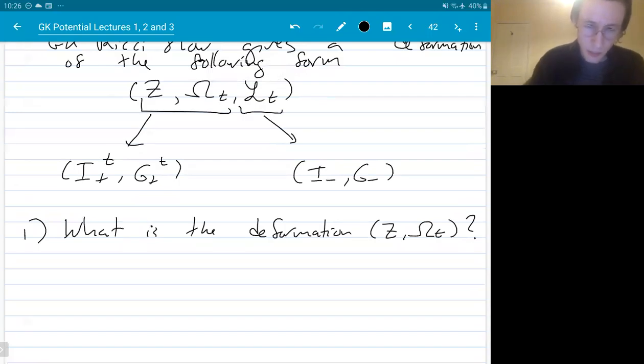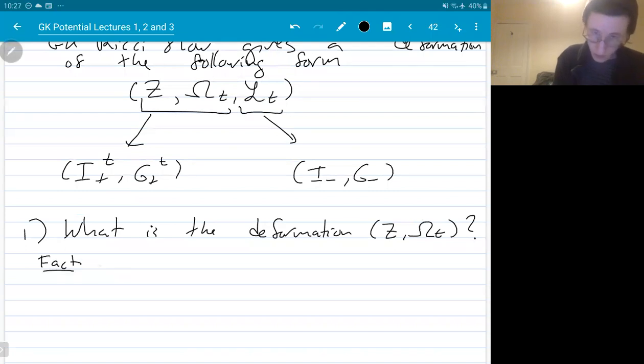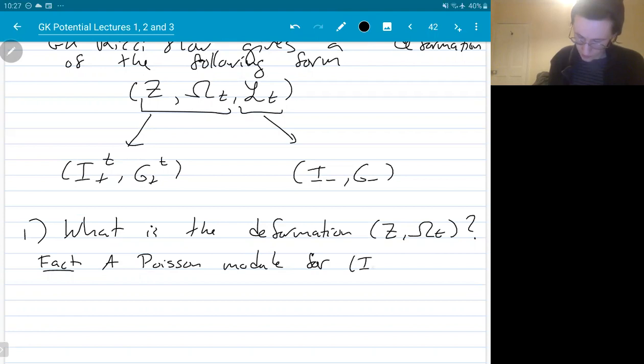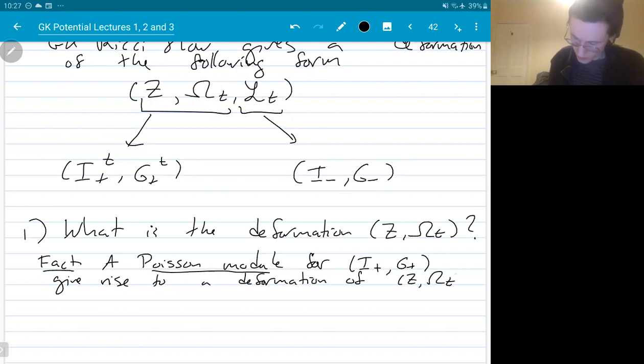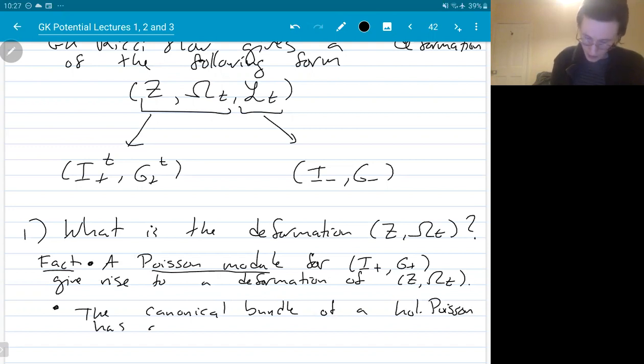And this is actually contained in a paper of Gibson and Streets, which relies on the following fact, which is that a Poisson module for, say, I plus, sigma plus, this is like a Poisson line bundle, it gives rise to a deformation of Z omega T. That's one fact. And another fact is that the canonical bundle of a holomorphic Poisson structure has a canonical Poisson module structure.